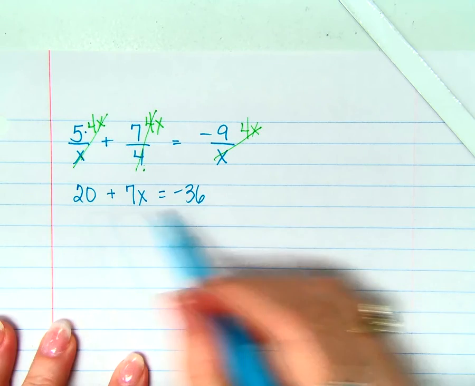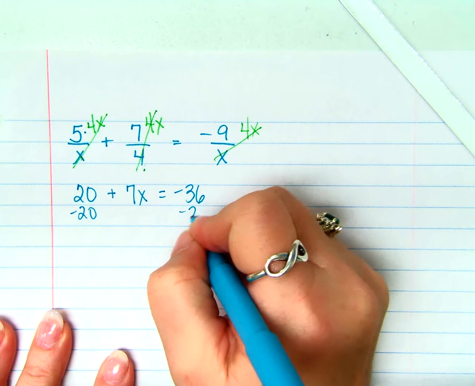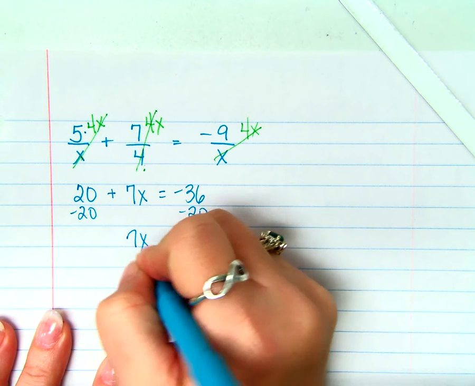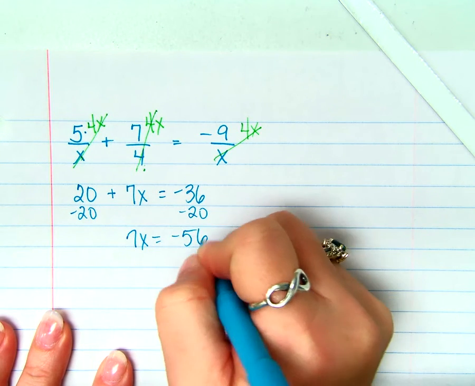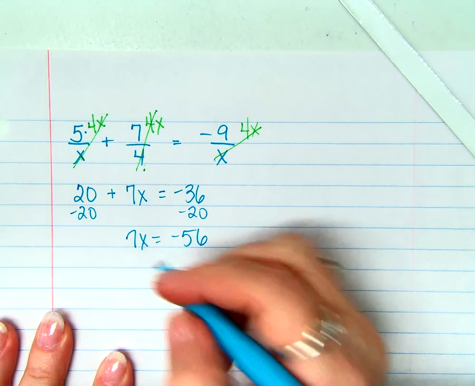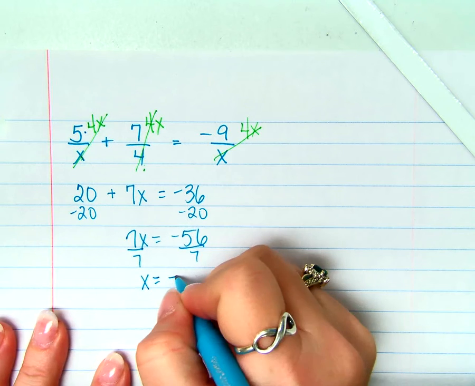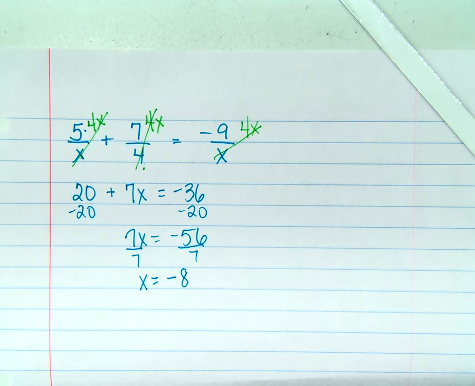How do we solve this problem? Subtract 20. Perfect. Subtract 20 from both sides. 7x equals negative 56. Next step. Divide by 7. Divide both sides by 7. X equals negative 8. Is it right? Yeah, I have to check it. We have to check it.